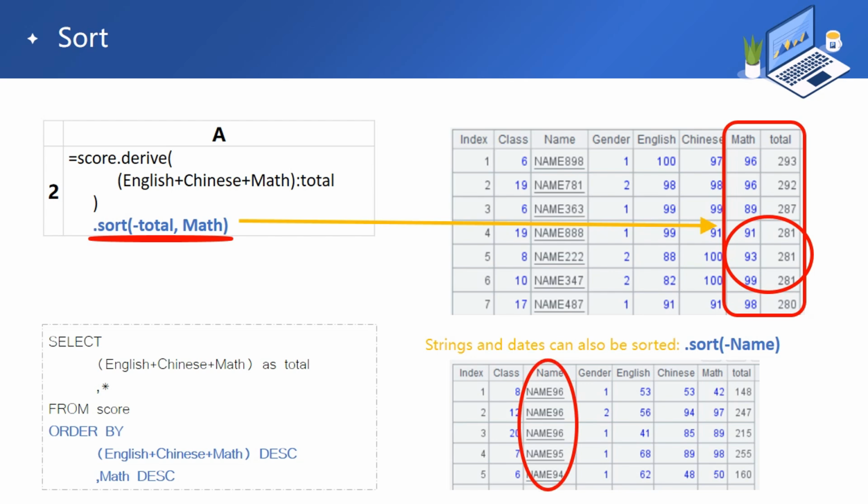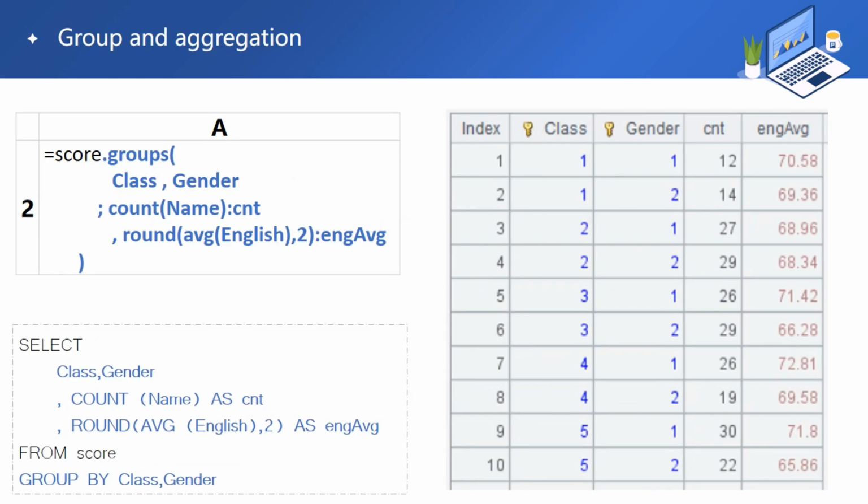Fields of string and date types also support sorting. For example, to sort in reverse order by name will compare the characters one by one from the first character to the next. We want to group by class and gender, and calculate the number of people and average English scores. SPL uses the groups function to implement grouping and aggregation. Define the grouping fields class and gender before the semicolon in the parameter. When there are multiple grouping fields, separate them with commas. Define the aggregation expression after the semicolon, supporting aggregations such as sum, count, average, min, max, etc.